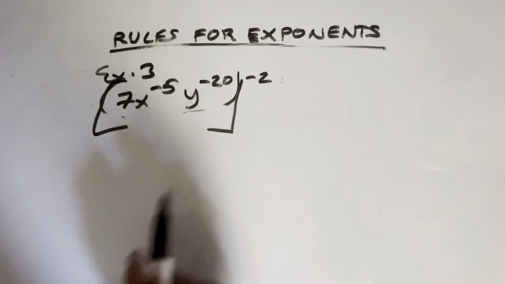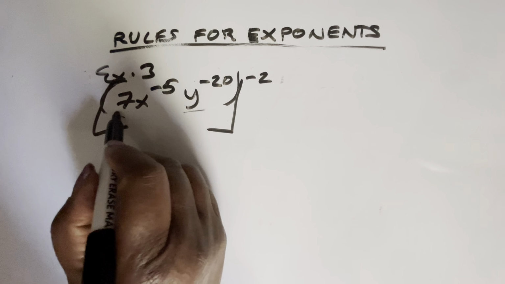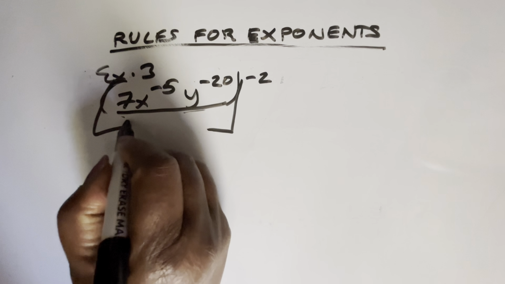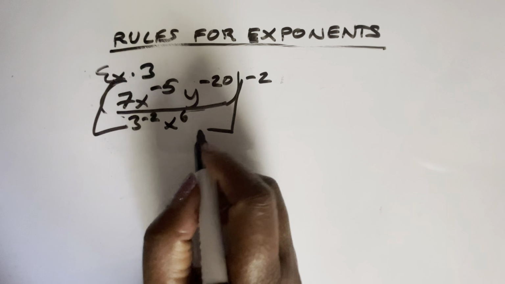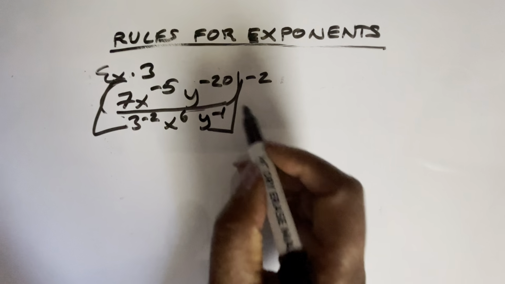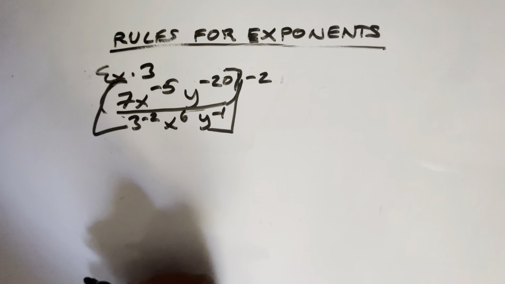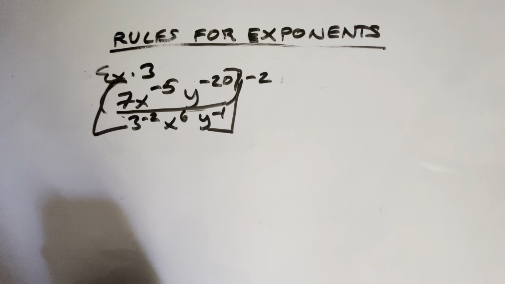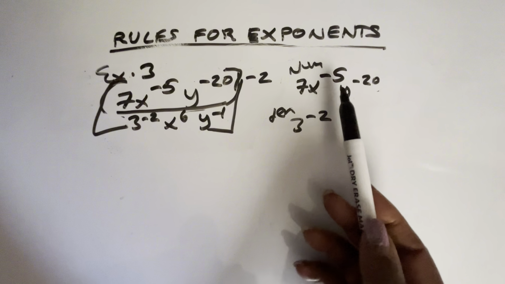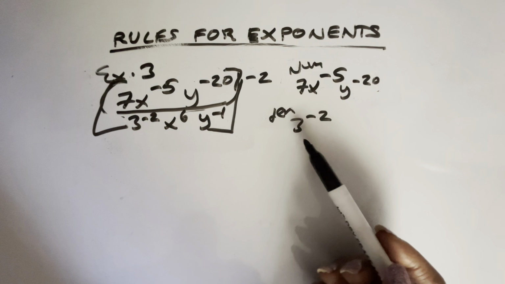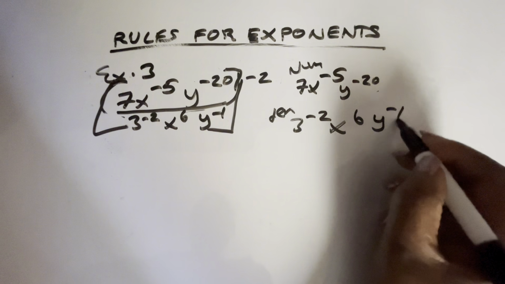Example 3. Let's say we have 7x to the minus 5 times y to the minus 20 all over 3 to the minus 2 times x to the power 6 times y to the minus 1, all raised to -2. First, let's deal with the numerator and denominator separately. So the numerator is 7x to the minus 5, y to the minus 20, and the denominator is 3 to the minus 2, x to the 6th, y to the minus 1.